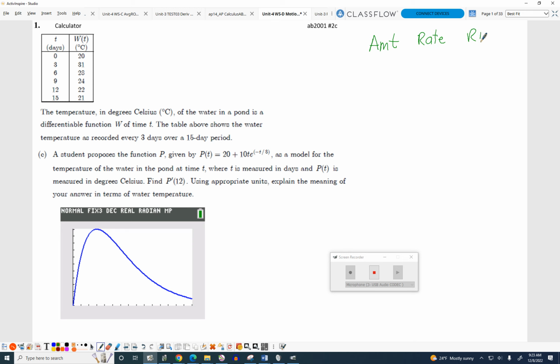As you read the problem, Mary, does the problem discuss this information up here? This is not the question. This is just the information. Is that information discussing a rate, an amount, or a rate of the rate?